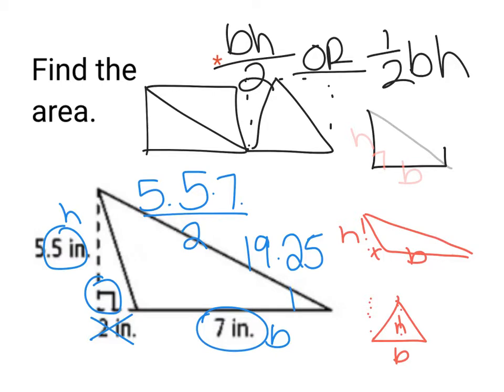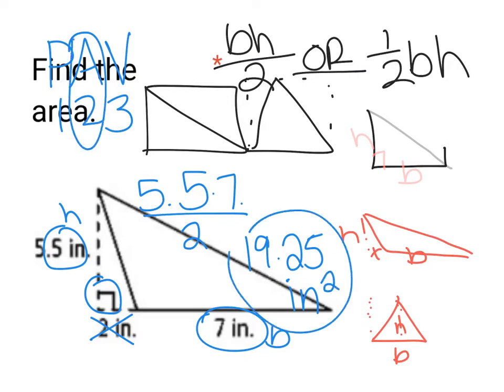And then our units are going to be inches, but remember, we have perimeter, area, and volume. I always do 1, 2, 3. So we have area, so it's going to be inches squared. Area is always squared. Perimeter, remember, that's the outside around. That's just your units by itself. Area is squared, and then volume is cubed. So for this, the answer is 19.25 inches squared.